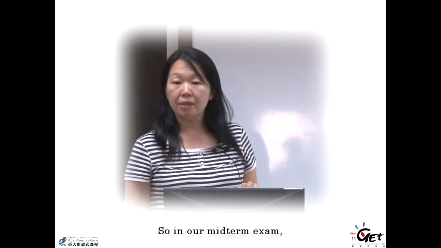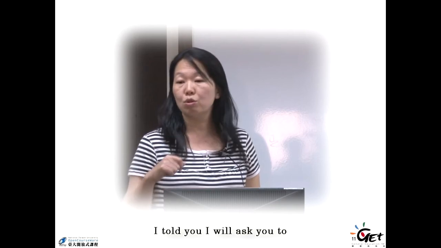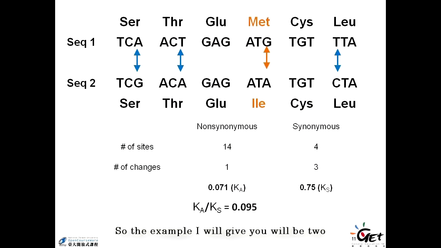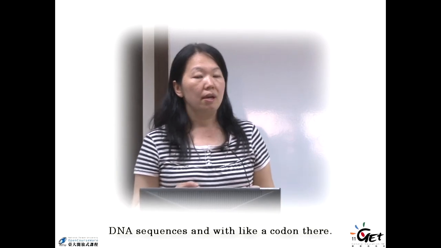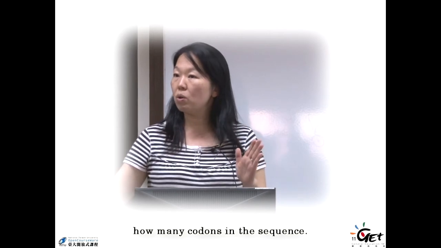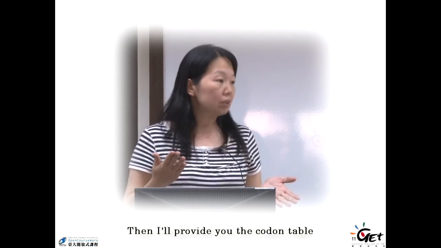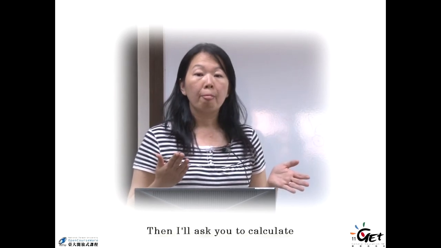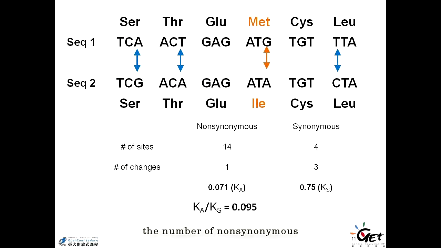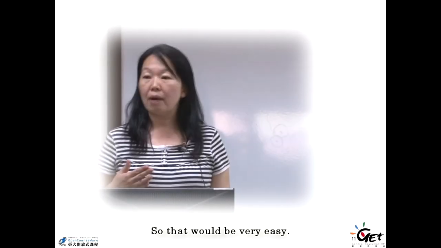In our midterm exam, I told you I'll ask you to calculate with real sequences. The example will be just like here. I will give you 2 DNA sequences with codons, and I'll tell you how many codons are in the sequence. Then I'll provide the codon table in case you need to look it up. Then I'll ask you to calculate the number of non-synonymous and synonymous sites, and also the changes for these two, and give me the ratio. That will be very easy.